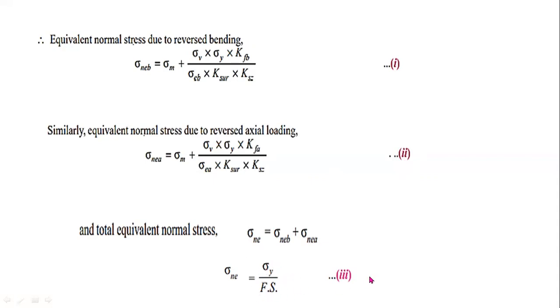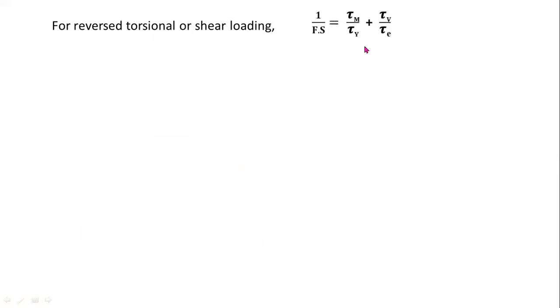So this formula is used for design of the machine components based upon the maximum principal stress theory. In a similar way for torsional or shear loads, from the Soderberg equation, 1 by Fs equal to tau m by tau y plus tau v by tau e. This is the Soderberg equation.